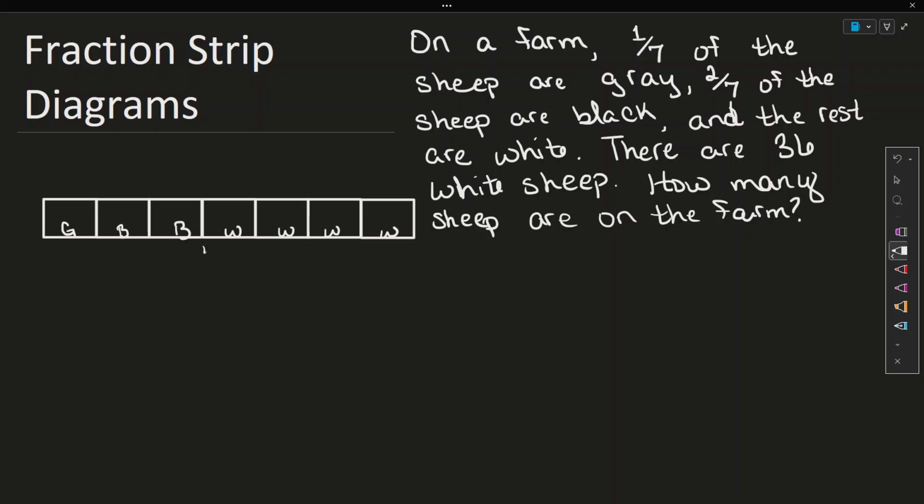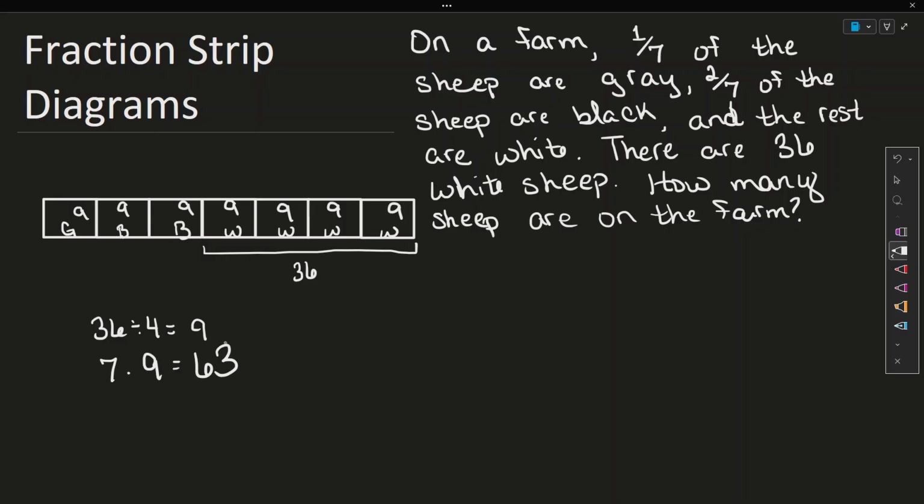We know there's a total of 36 white sheep, so these 4 rectangles represent 36. So one rectangle will represent 36 divided by 4, or 9. There are 7 rectangles total, each which we have now found to be worth 9. So 7 times 9 gives us a total of 63 sheep. There are 63 sheep in all.